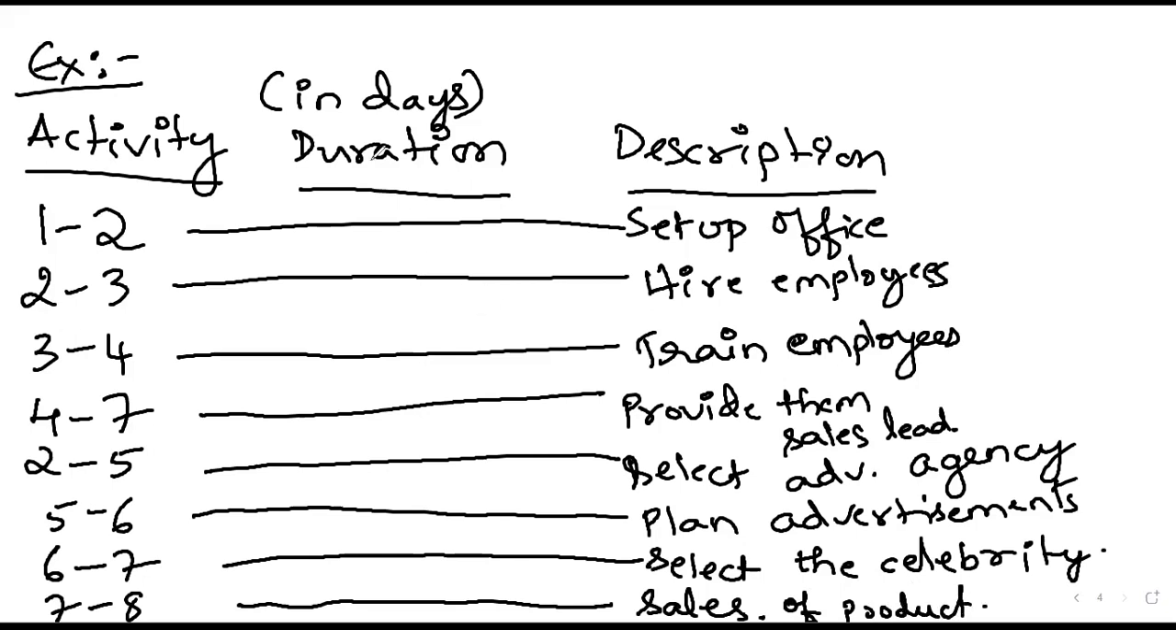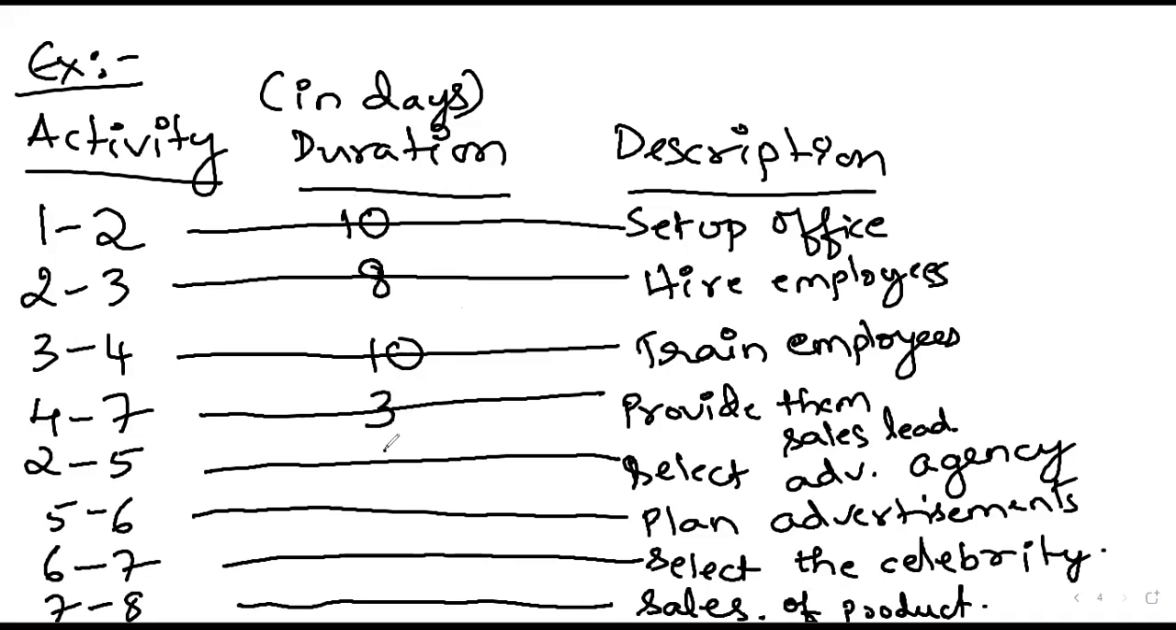Is it right? So now let us decide the duration for each of the activities. Setting up the office may take 10 days. Hiring of the employees, possibly another 8 days. Training them, possibly 10 more days, because it may include orientation programs and so on. Provide them with a sales lead, I don't think that should take much time, 3 days we can give.